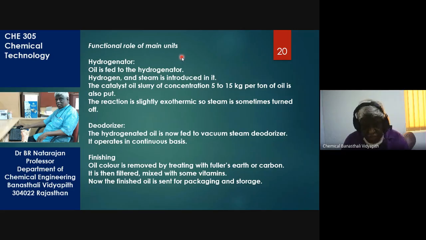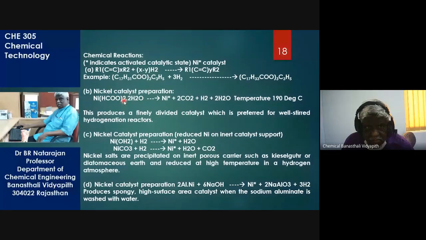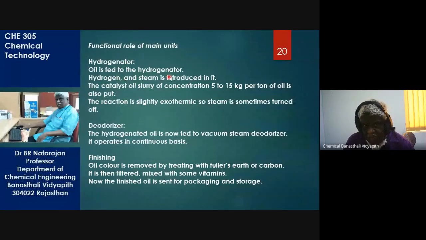Functional role, hydrogenator. Hydrogenator, you are feeding the oil with a catalyst. Oil is fed to the hydrogenator. Hydrogen and steam is introduced in it. The catalyst oil slurry of concentration 5 to 15 kg per ton of oil is also put. The reaction is slightly exothermic, so steam is sometimes turned off. Because it's already exothermic, some amount of heat is produced, so you need not supply steam. Deodorizer. The hydrogenated oil is now fed to a vacuum steam deodorizer. It operates on a continuous basis.